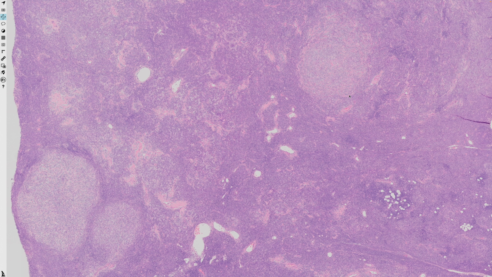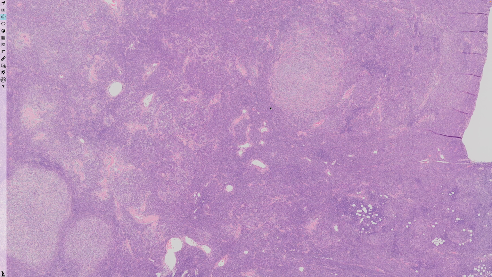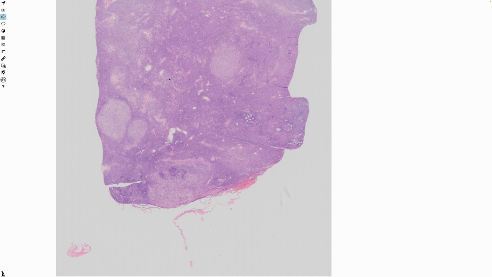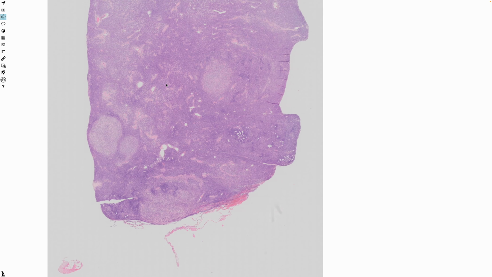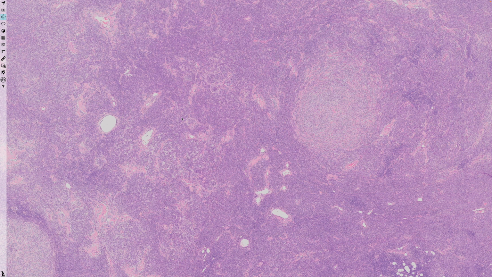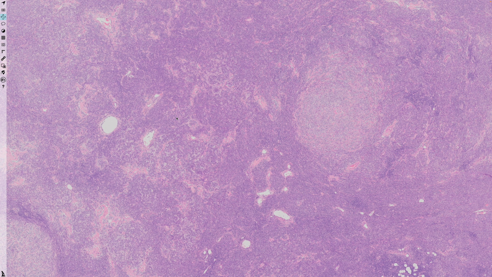CD21 also highlights these nodular areas with the follicular dendritic cell meshwork, and these non-nodular areas, which are the interfollicular areas, represent approximately 40% of the entire excisional biopsy, and they lack any CD21 staining, so there's no follicular dendritic cell meshwork in this interfollicular area. And those B cells that are seen in this area express CD10 and BCL2.